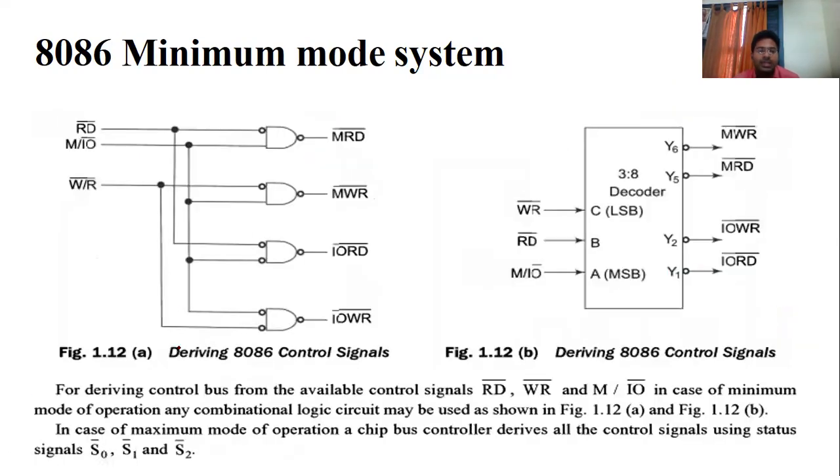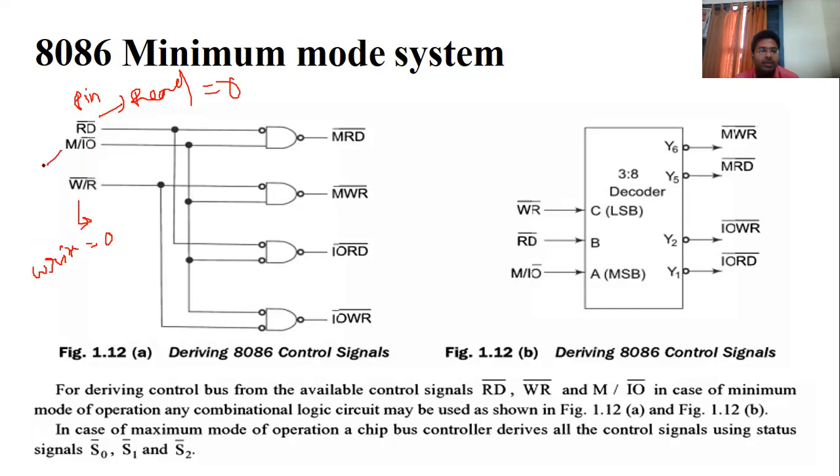Now this is the control structure. These are the pins: the RD bar pin, the IO/M bar pin, and the WR bar pin. What does RD mean? Read operation. Whenever the microprocessor performs a read operation, it is enabled, meaning it will be 0. Then for a write operation, whenever the microprocessor performs a write operation, it will be 0, because it is negative logic. 0 is on, 1 is off.